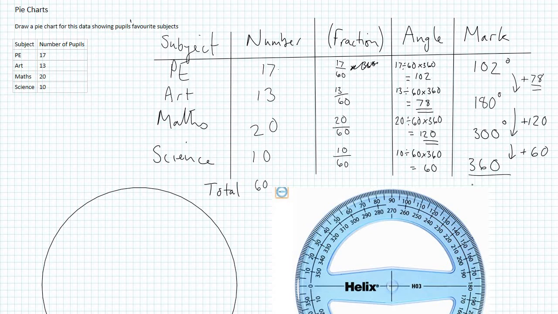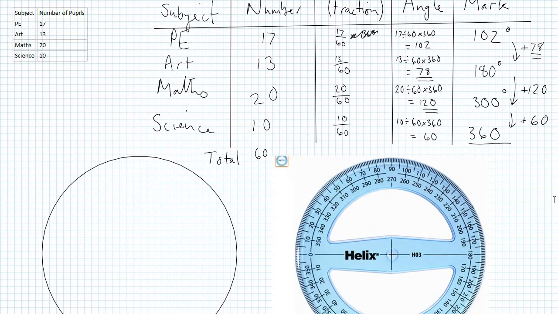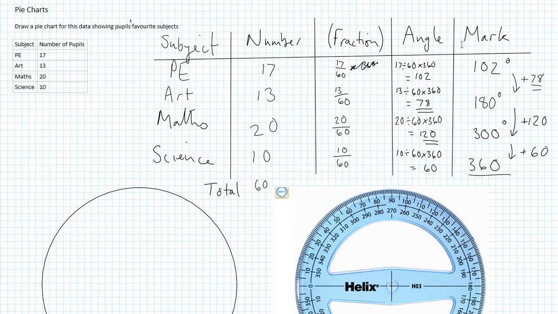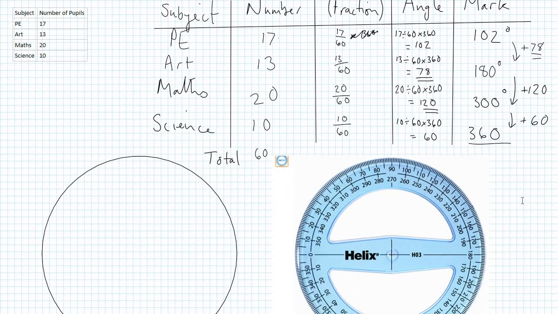Maybe if you had lots of decimals and you'd been rounding them, you might get to like 361 or 359 if your rounding had been a bit funny for some of them. Don't worry too much about that, but it needs to be either exactly 360 or very, very close to it. Otherwise you've made a mistake, and go back and look for your mistake. Now that mark column, that's going to be the main thing we're going to do.